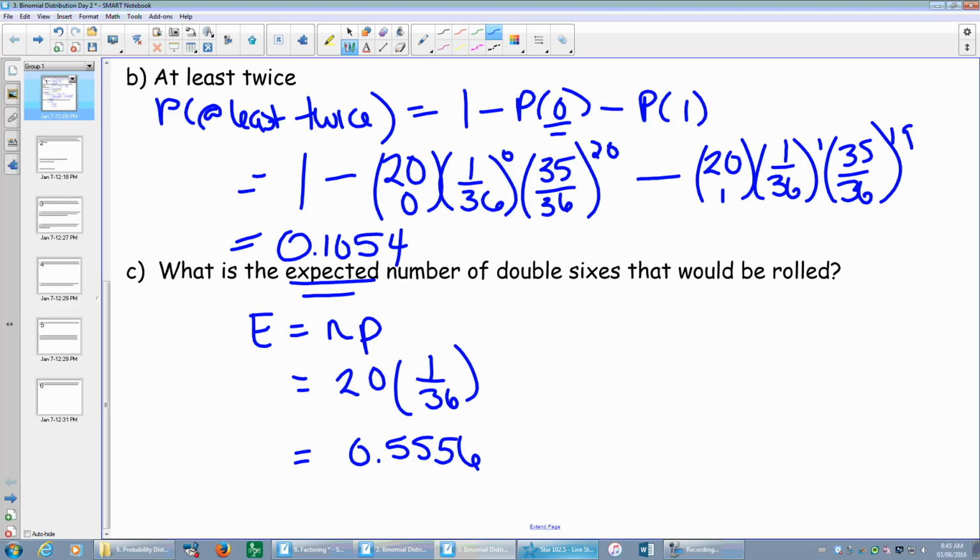So the expected number of double sixes that would be rolled, not even one. If you want to round up to one, you can round up to one. But it's not very likely that in 20 times that you would roll it. That's the expected value, you'd roll it 0.5556 times. Does anyone have any questions about that?